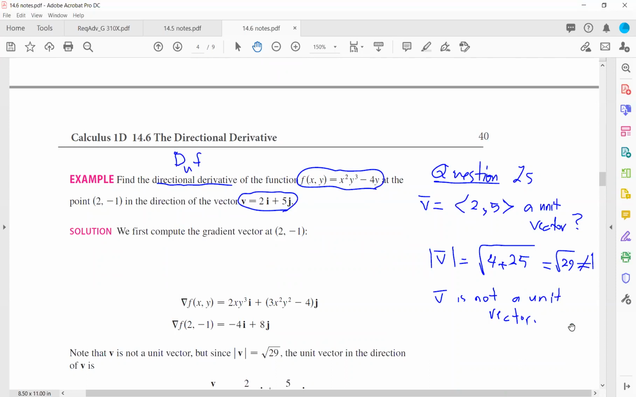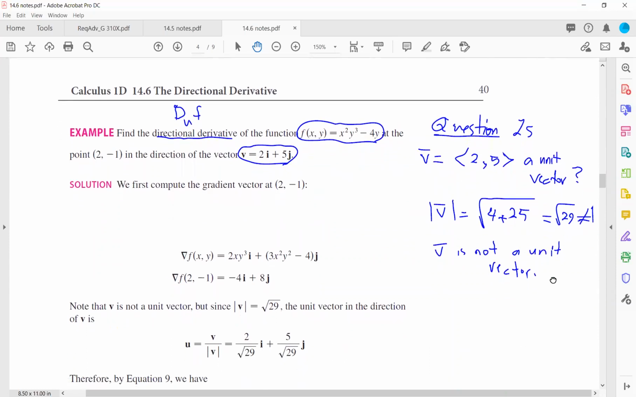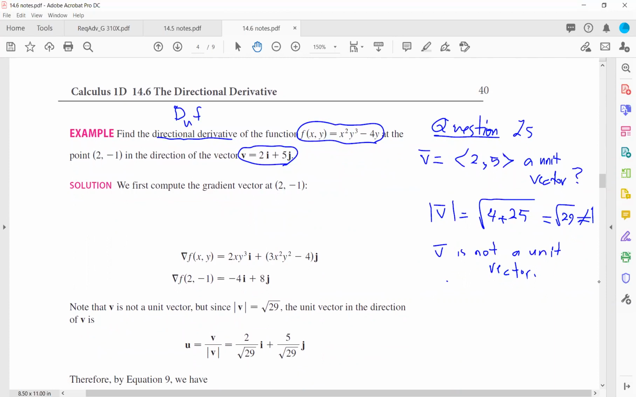What should we do? We have to scale the vector. What's the remedy for that? Divide v by its length. You get a unit vector. So this new vector is 2 over square root of 29 and 5 over square root of 29.